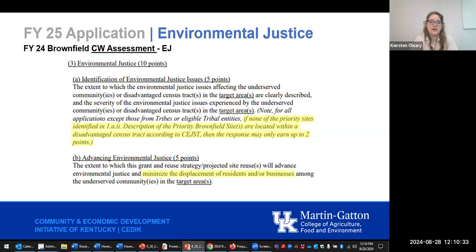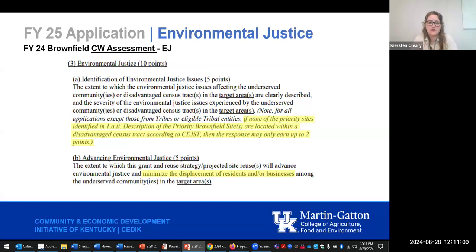So this is pulled directly from the guidance, and it's the same for assessment and cleanup. But under the second bucket, your community need and community engagement, that's where it's asking you to expand on environmental justice. And so 5 points of your application is going to be the extent to which environmental justice issues affect the underserved or disadvantaged census tracts in your area and how you describe those and the severity of those.